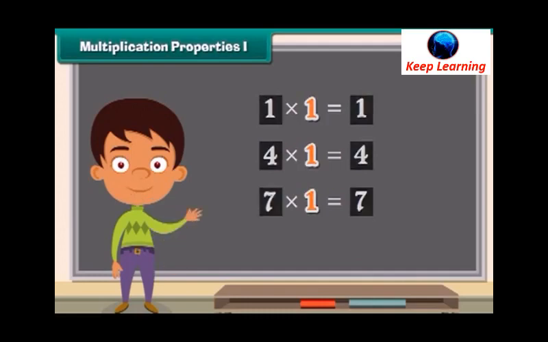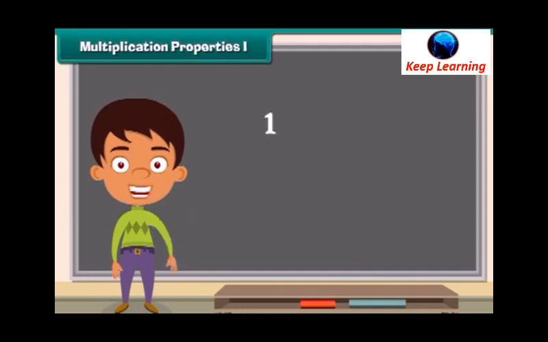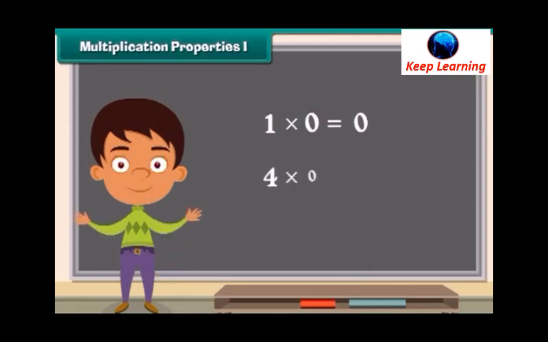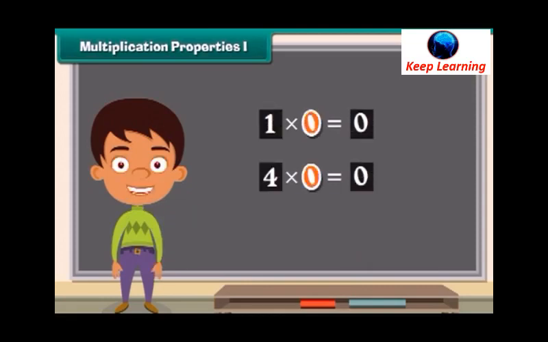Let's have a look at another property. 1 into 0 is equal to 0. 4 into 0 is equal to 0. It means if we multiply any number by 0, the result is 0.